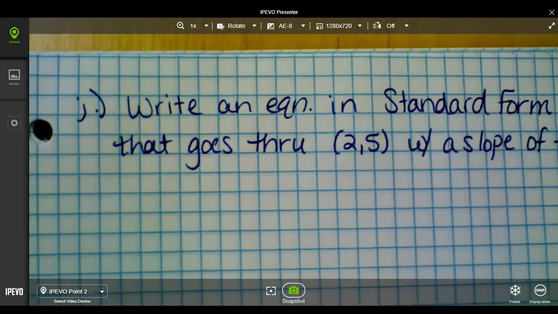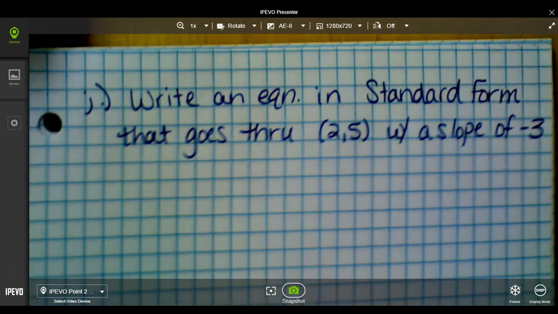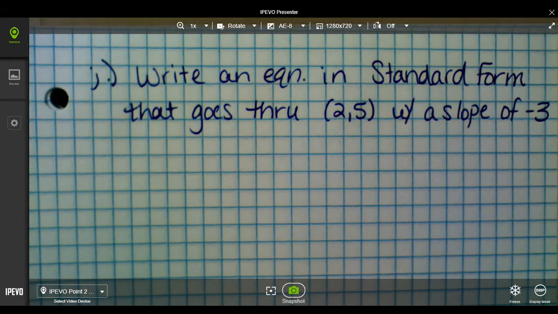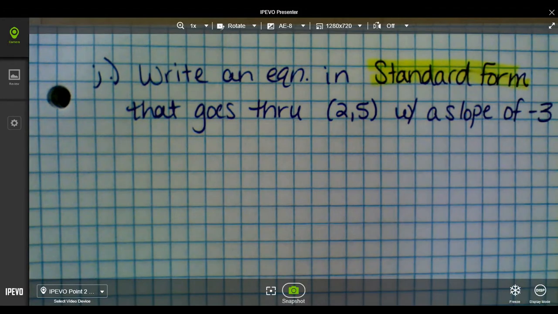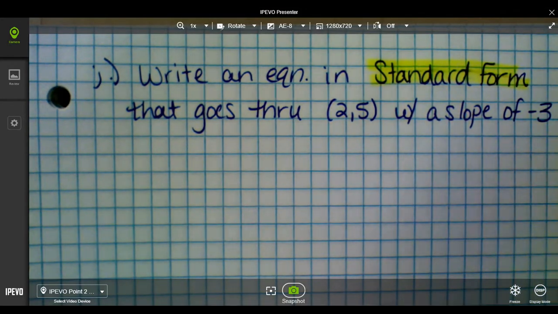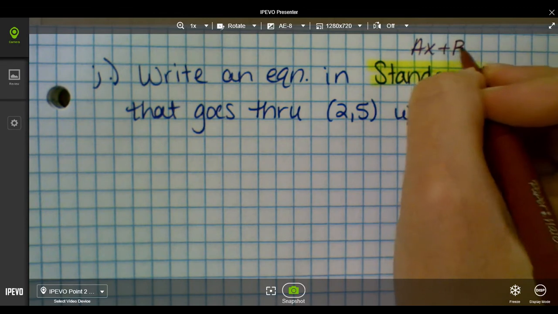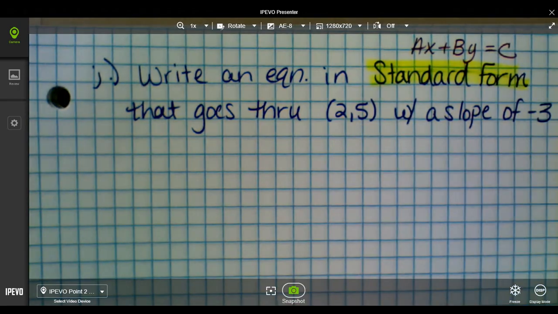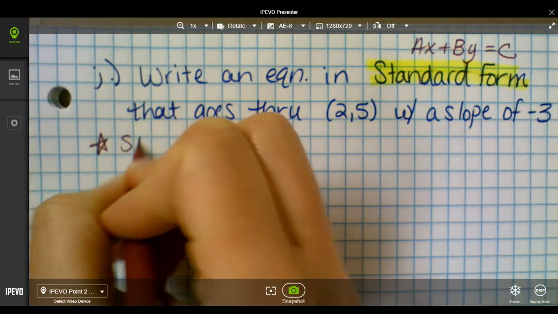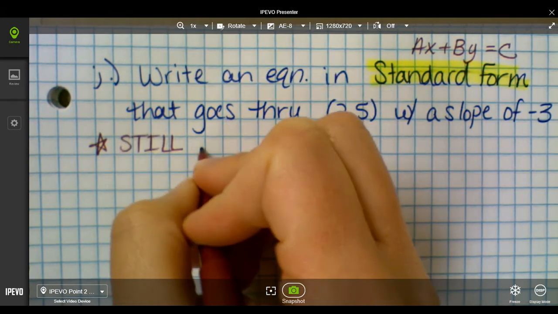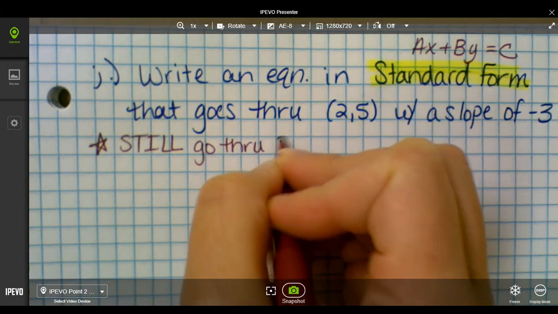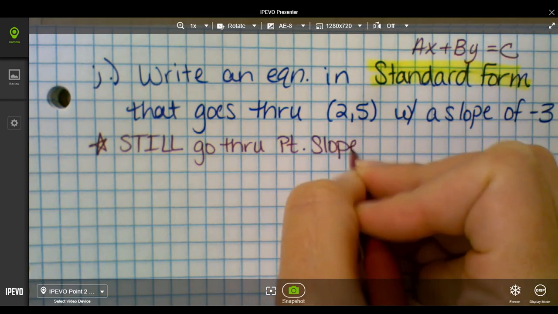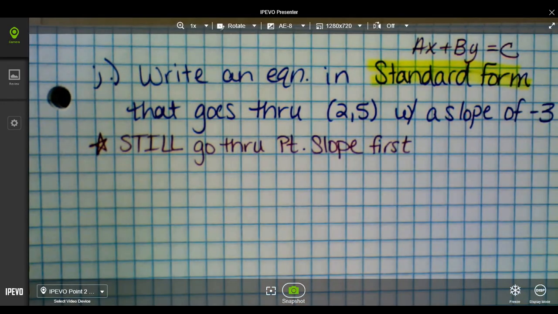Okay, so again, whoops, sorry, I wasn't focused. There we go, better. All right, so this one, you have to look at where we're going and what we got. So where we are going is we want an equation in standard form. Hopefully you guys remember that means that we are dealing with ax plus by equals c. So that is our ultimate goal, but we still have a point and a slope. That means I still have to go through point slope form first.